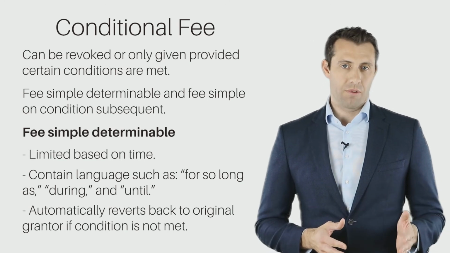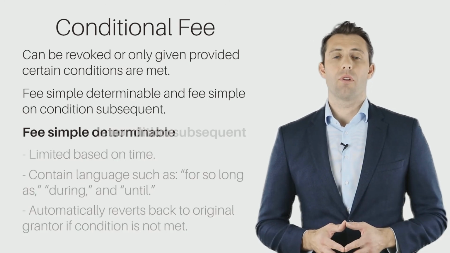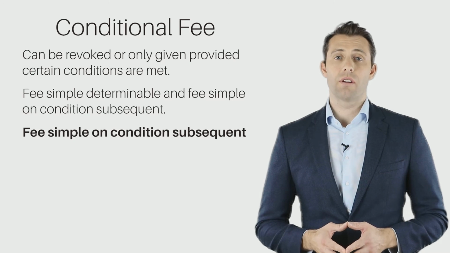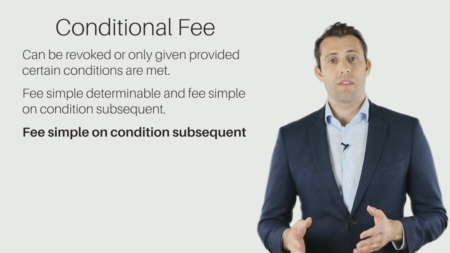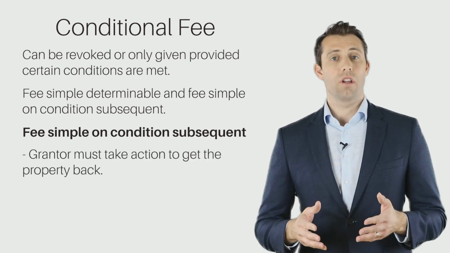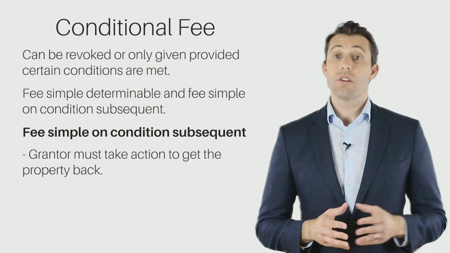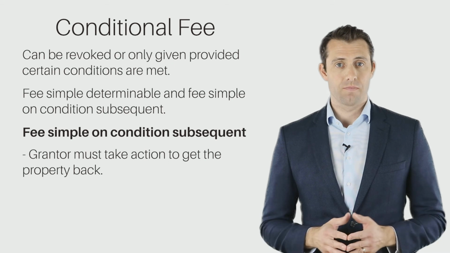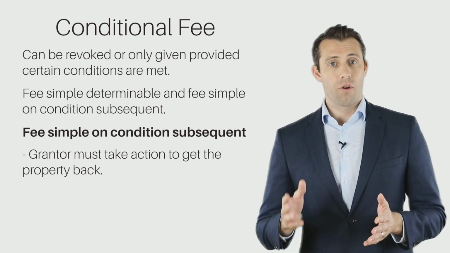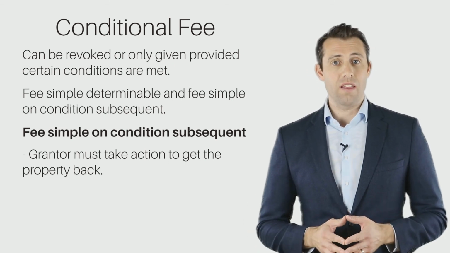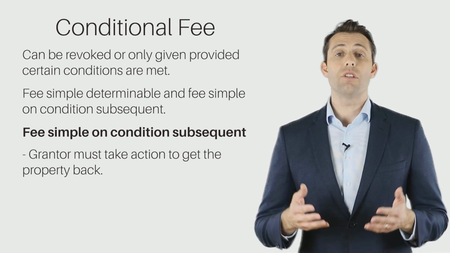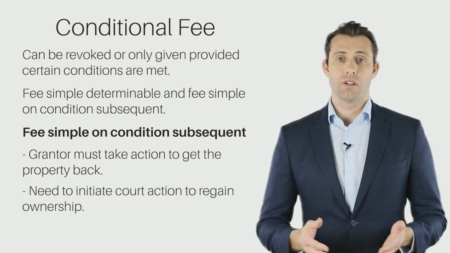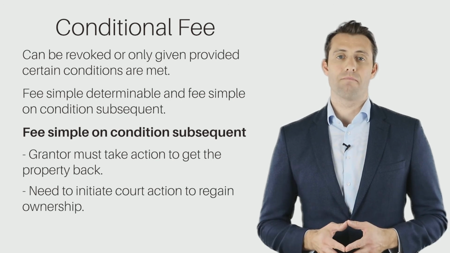The second type of conditional fee estate, fee simple on condition subsequent, is primarily differentiated by that requirement that the grantee, that's our original owner, take action in order to regain ownership. So it's not automatic in this case. So the difference would be that in order for our original owner to regain the ownership after granting the conditional estate to their son, they would need to initiate a court action to have the property revert back to them.